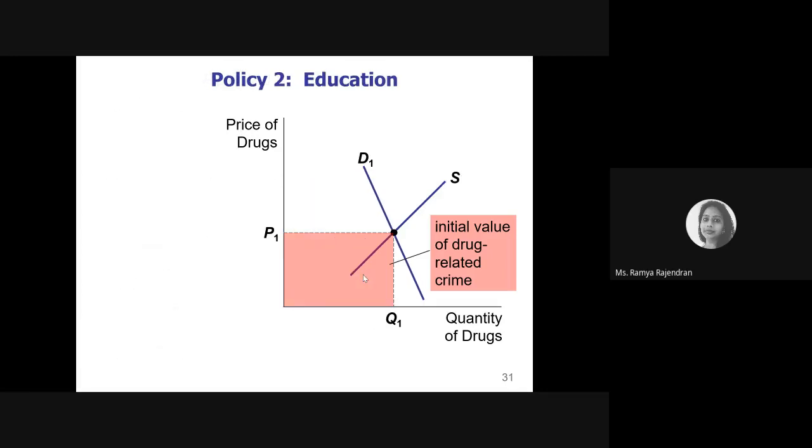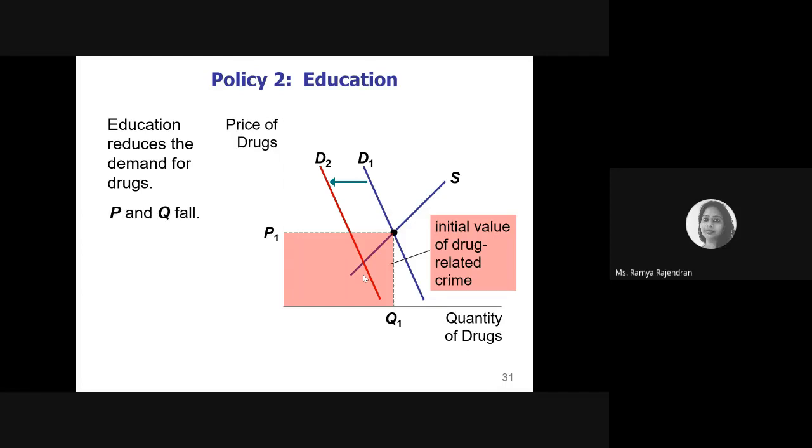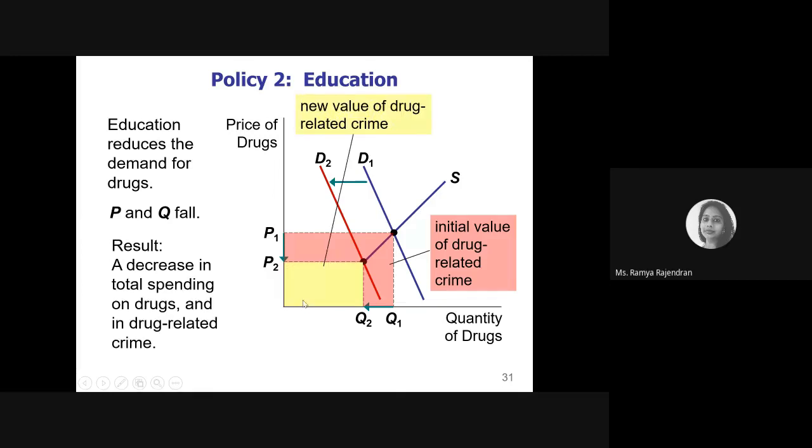Okay, next we have an example of education. So what happens if people are getting educated? What happens to the drug usage and drug related crime and money spent on drugs? Education actually reduces the demand for drugs, so this demand curve gets shifted to the left. The price as well as the quantity is falling because there is no demand also, right? So here you see this is the new money spent on drugs. A decrease in the total spending on drugs as well as in the drug related crime.